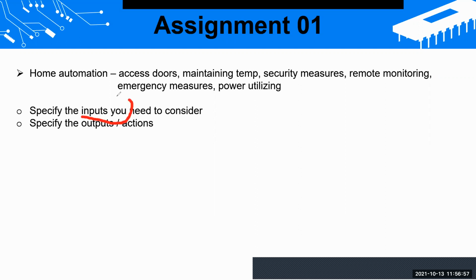So you just have to specify the inputs. I did one for you, this access to doors. You can specify whether you are using a person's fingerprint, or RFID cards, or a mobile phone, or whatever. You have to specify the inputs, then you have to specify the outputs. So it's a very easy one.